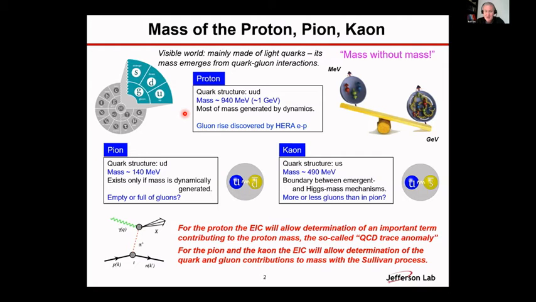Now, in the end, for the EIC, through the proton, it will allow access to an intermediate contribution to the proton mass, the so-called QCD trace anomaly. I'll have a few slides on that. You'll get to hear more about that in the next talk. And for the pion and the kaon, I think the EIC will really be groundbreaking because it will allow us to learn quite a bit about the structure of the pion and the kaon, and in particular also, for instance, measure its structure functions. And that's done by the Sullivan process.